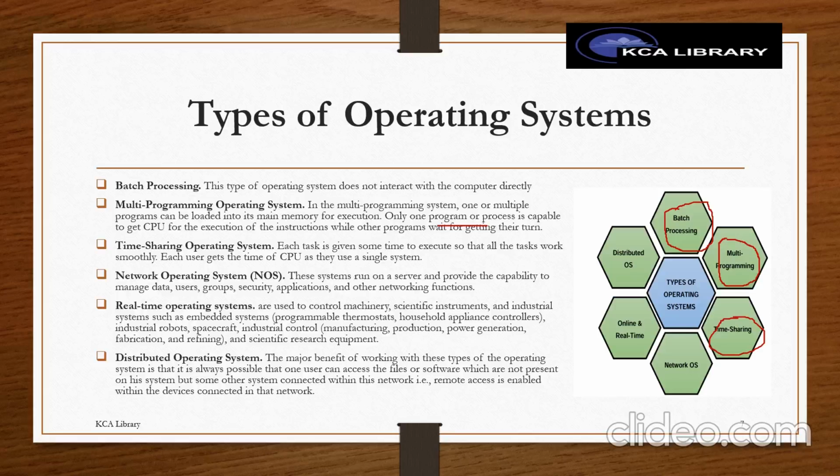The time sharing operating system is where each task is given some time to execute so that all the tasks work smoothly. Each user gets the time of a CPU as they use a single system.